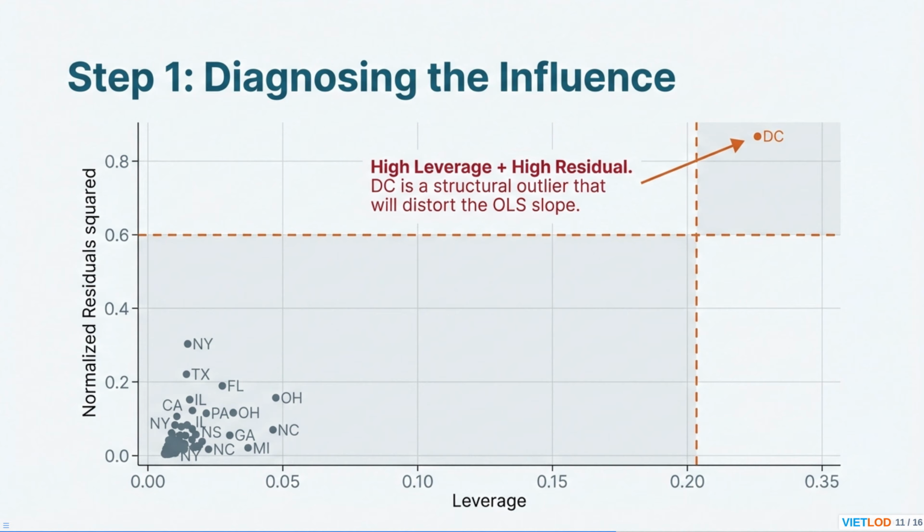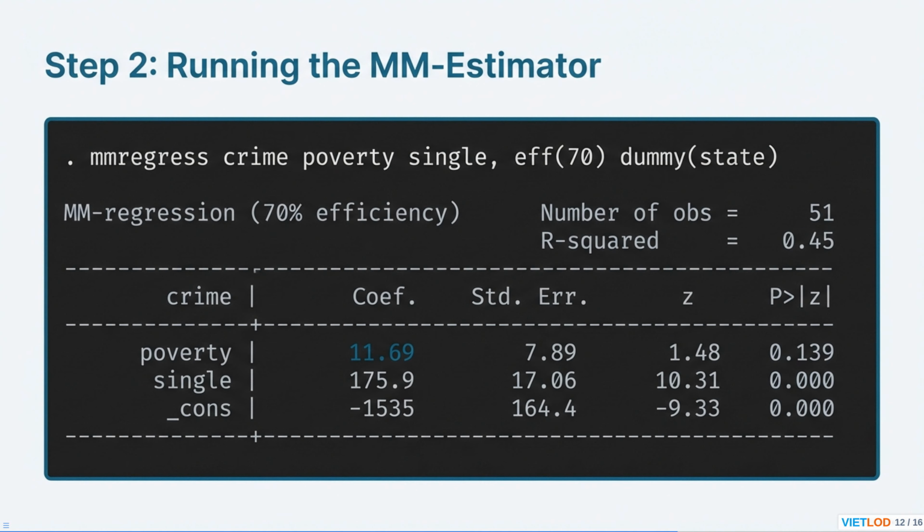Here we run the mmregress command in Stata. We regress crime on poverty and single. We set the efficiency to 70% using the F70 option. This provides a good balance between robustness and precision. We also use the dummy state option. Although in this simple model it's less critical, it's good practice to declare categorical identifiers.